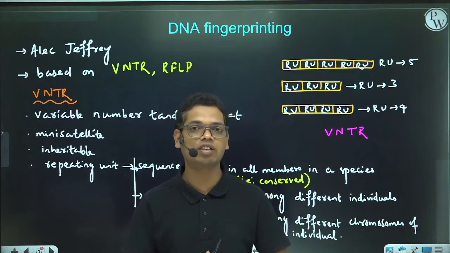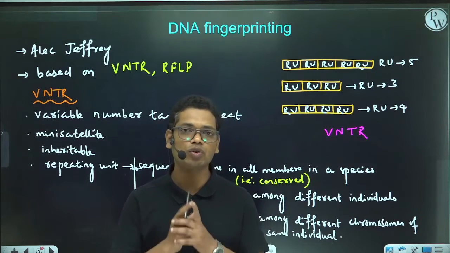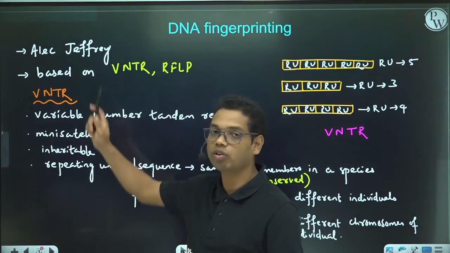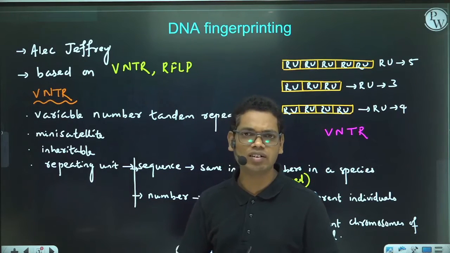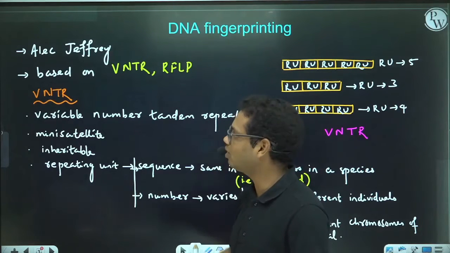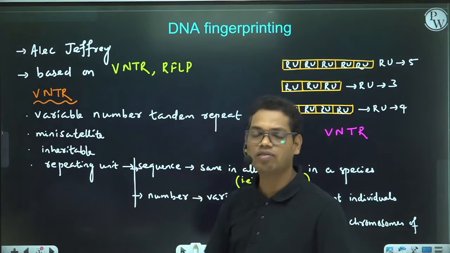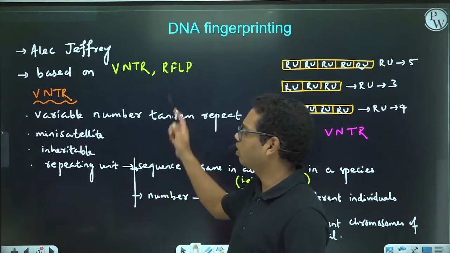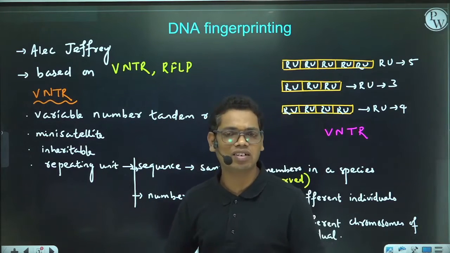So the very first thing which you should remember here is who was the person to develop this technique? It was Alec Jeffreys. Important. And this DNA fingerprinting is based on two different things. One is VNTR, second is RFLP. So what do you understand by VNTR and RFLP? Let us try to understand in detail.